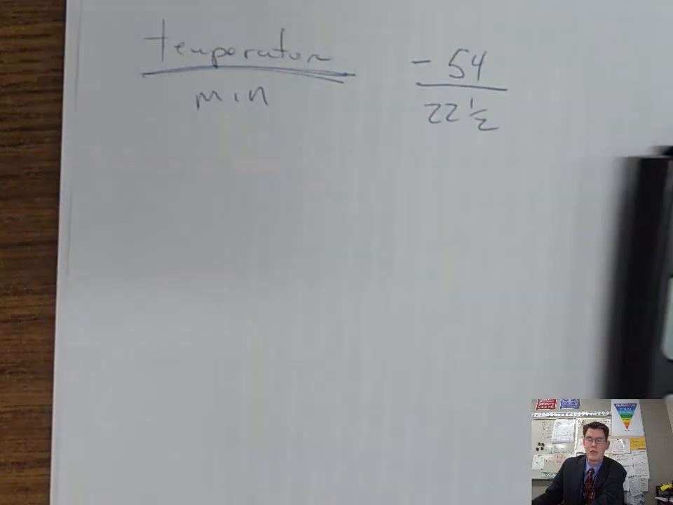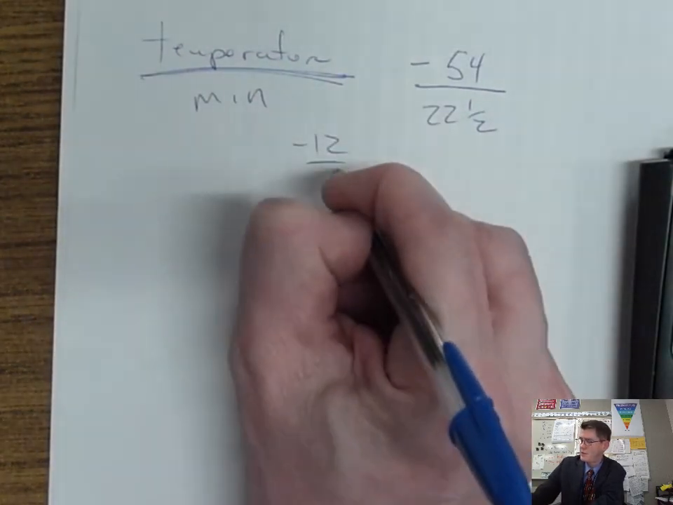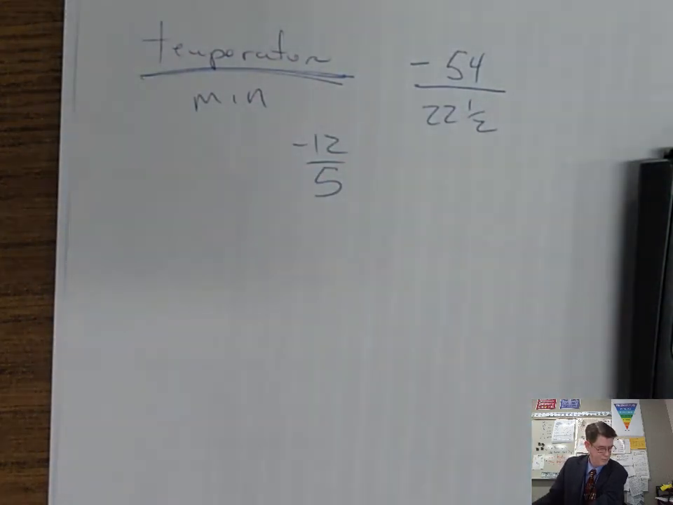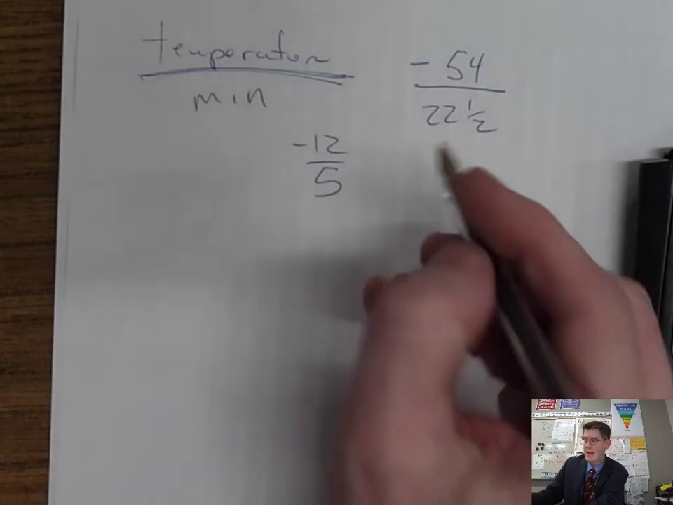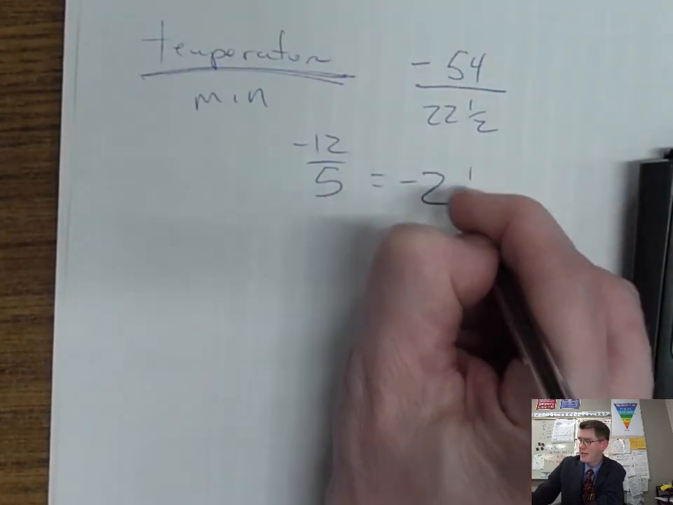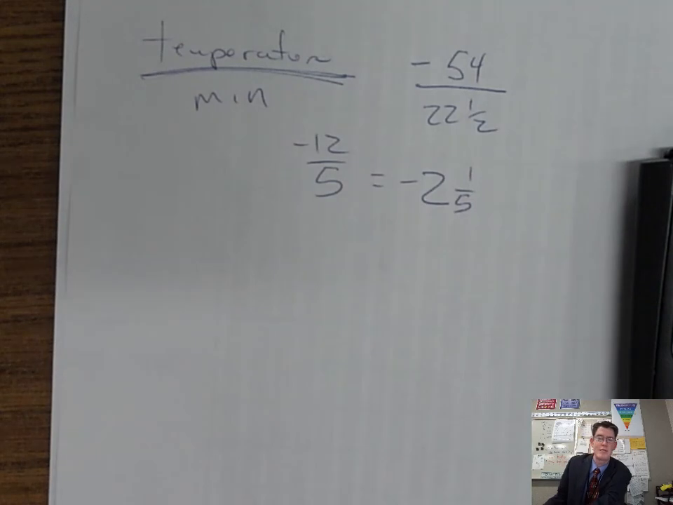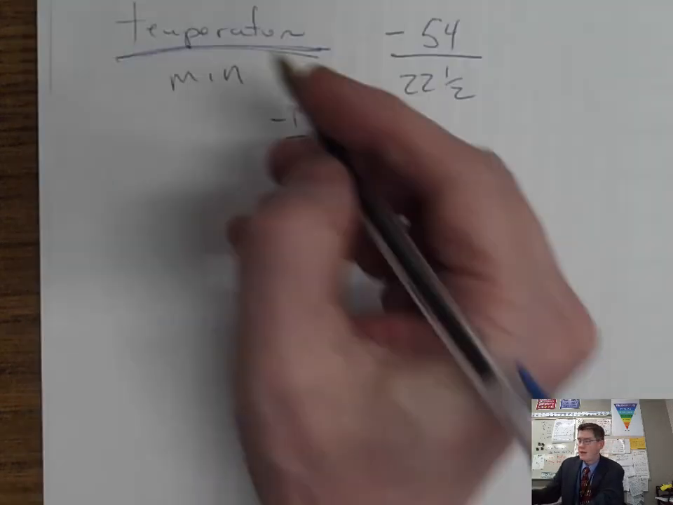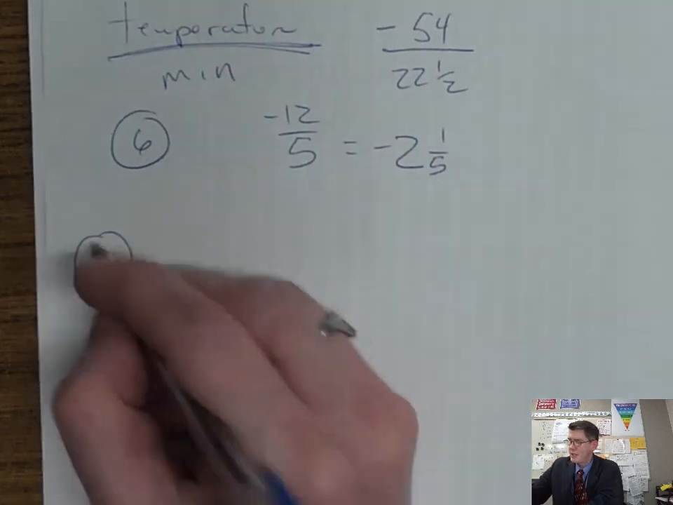So it changes negative 12/5 each minute. And another way to write it is, yes, negative 2 1/5 degrees every minute. That's number 6.